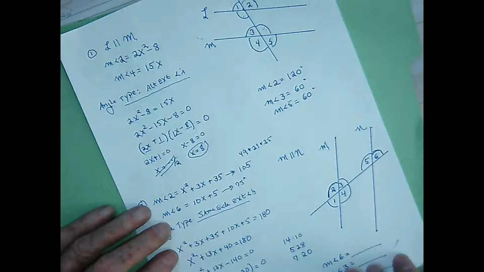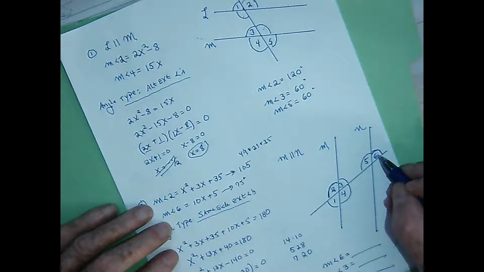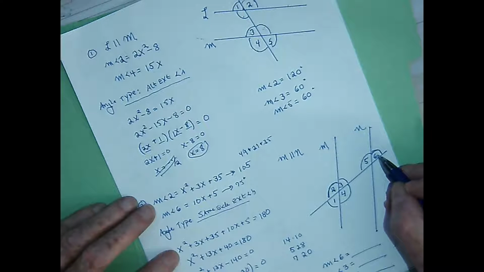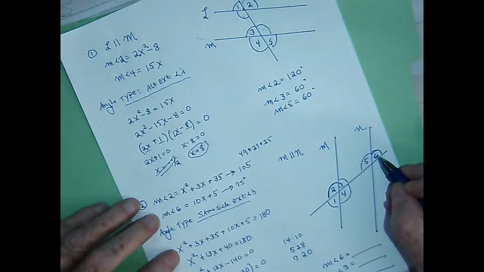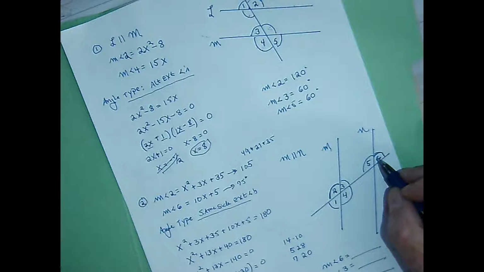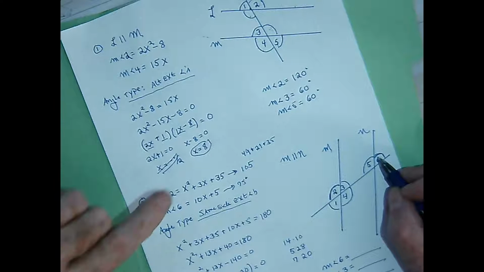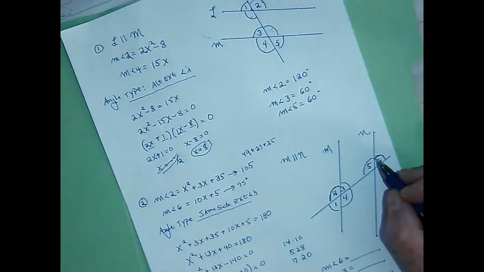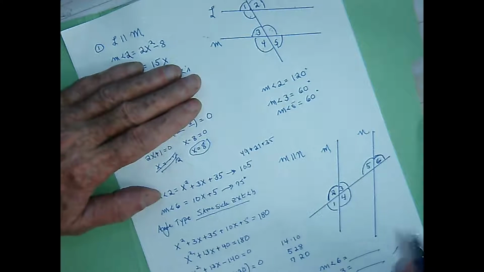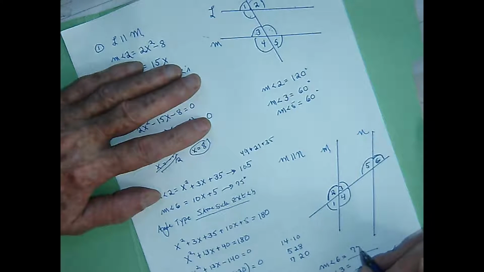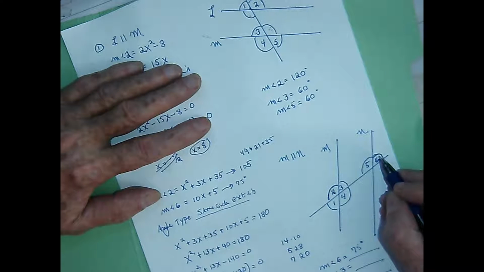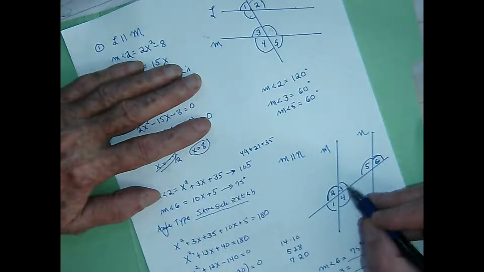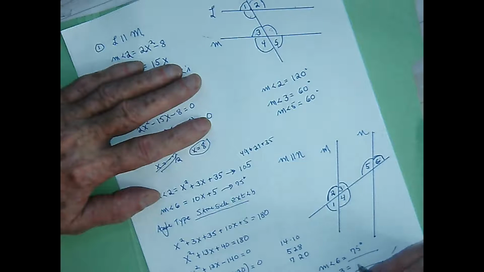Now I just got to find out about angle 3. How does angle 6 relate to the other angles? What other angles do I know about here? Well, we know that angle 6 is 75. But what about angle 3? Well, angle 6 and angle 3, yeah, those are corresponding angles. They've got to be congruent. So angle 3's got to be 75 degrees also.